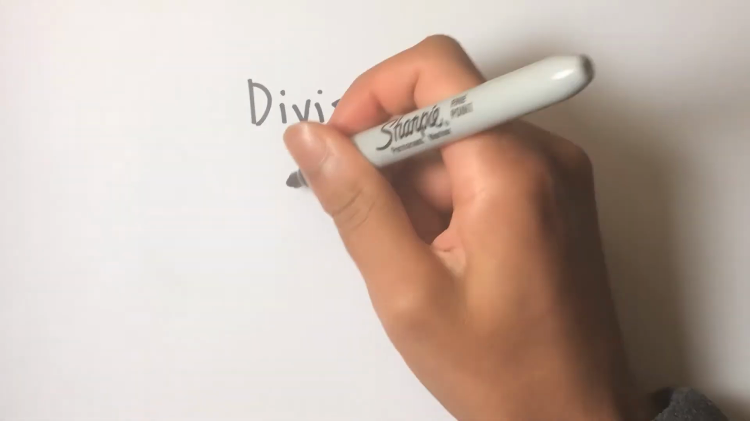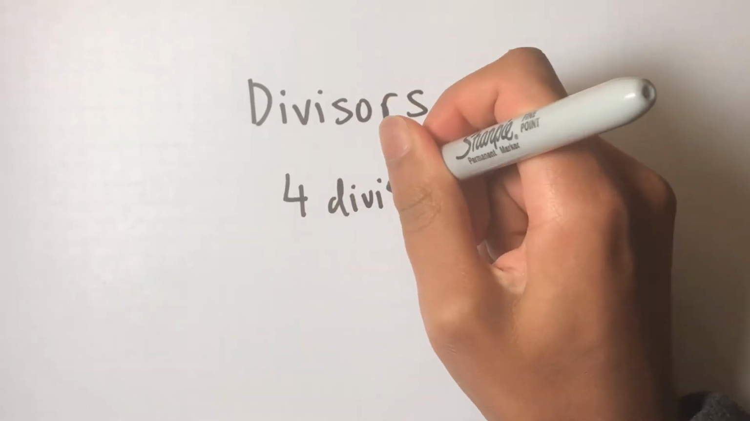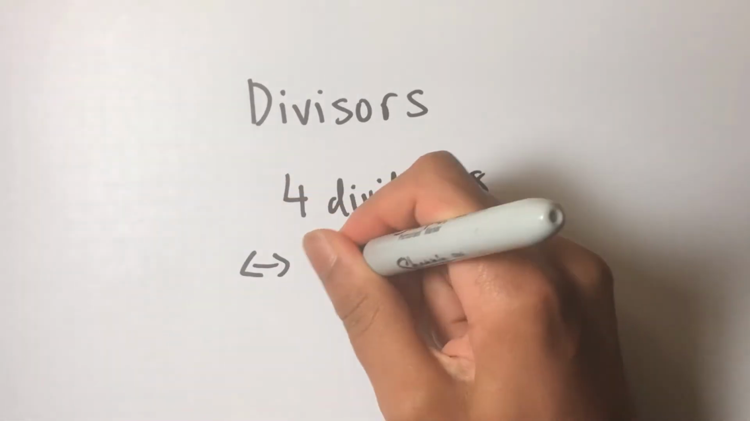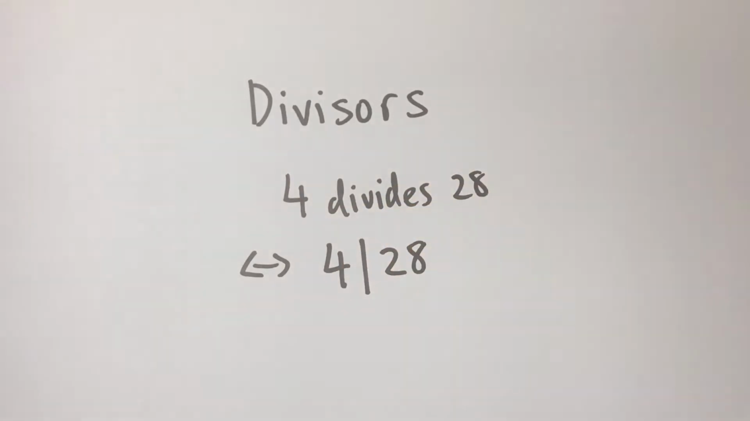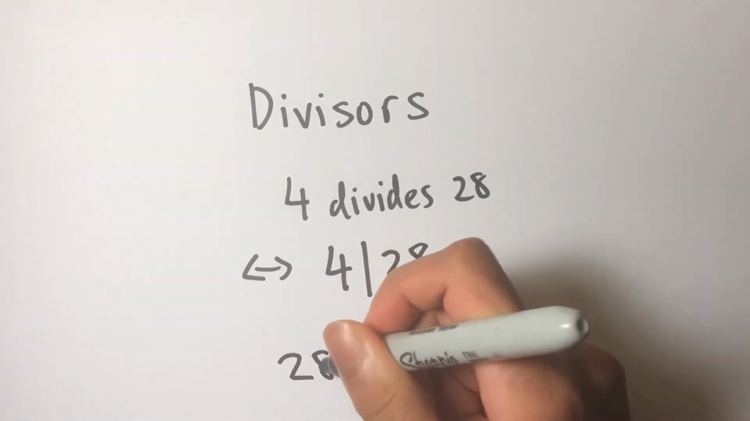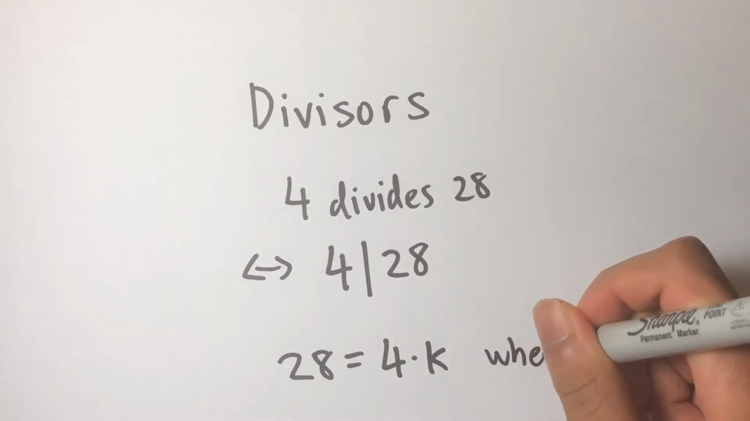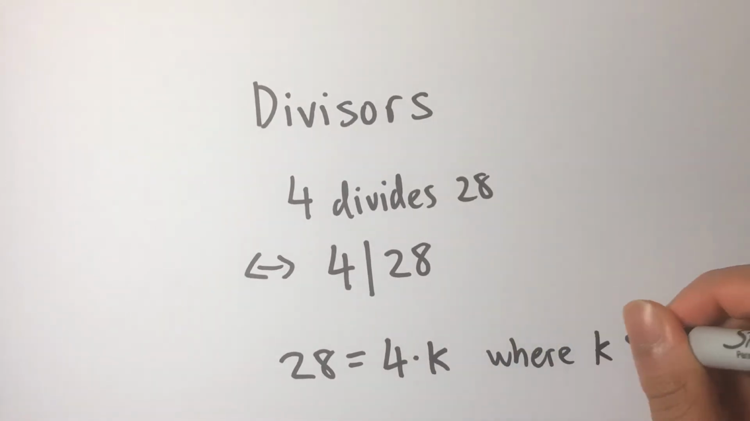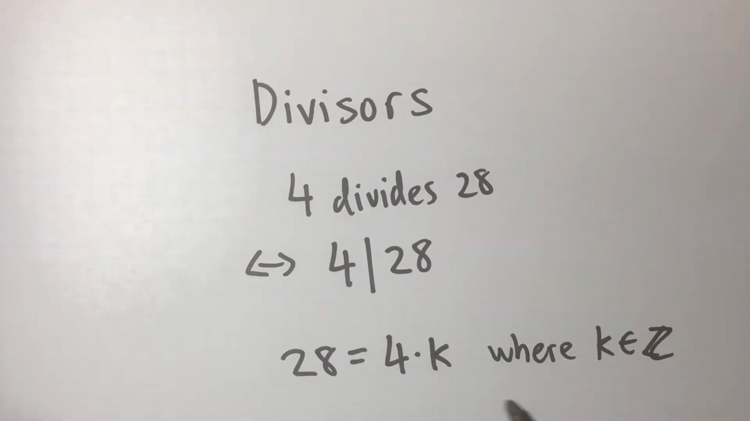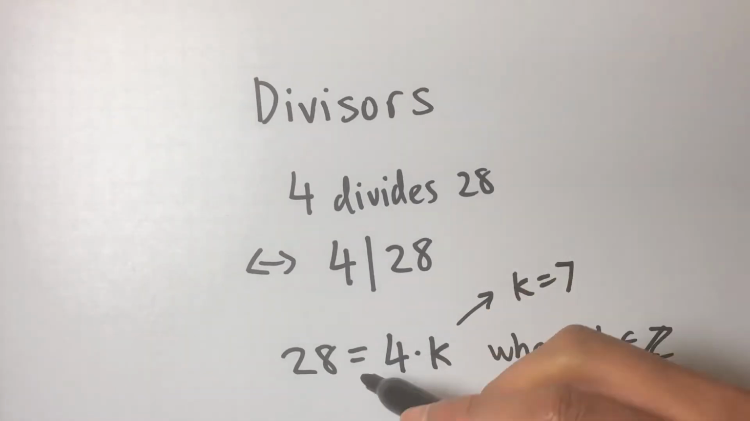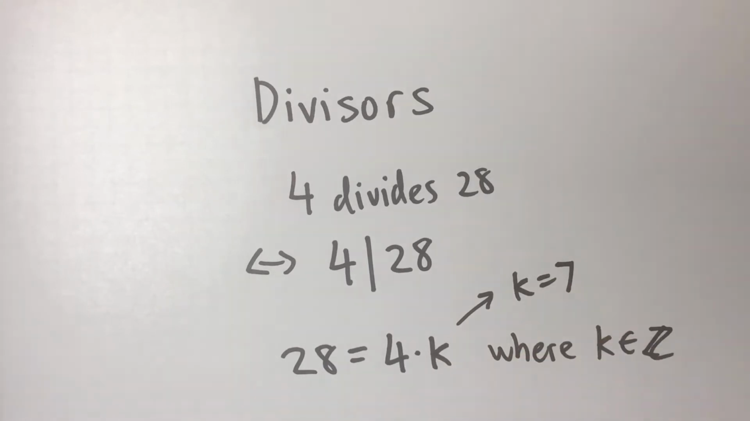What do we mean when we say 4 divides 28? Or equivalently, you might write it as this. Well, in general, that means that we can write 28 as 4 times some constant, where this constant has to be an integer. So in this case, we might say that k equals 7 works here, which means that 4 is a divisor of 28.